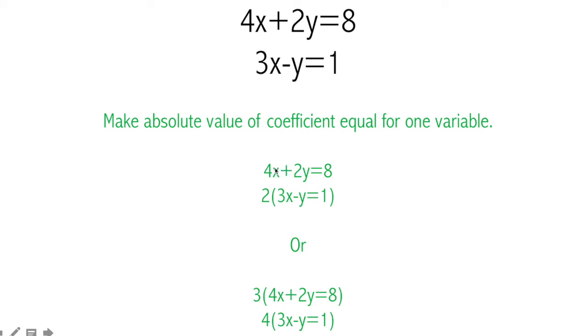Now one way to do it is 4x plus 2y is equal to 8. One way to get this is get another 2 before this. The sign does not matter for this first step, we just want to get a 2 anyhow, so we can multiply everything here throughout by 2.